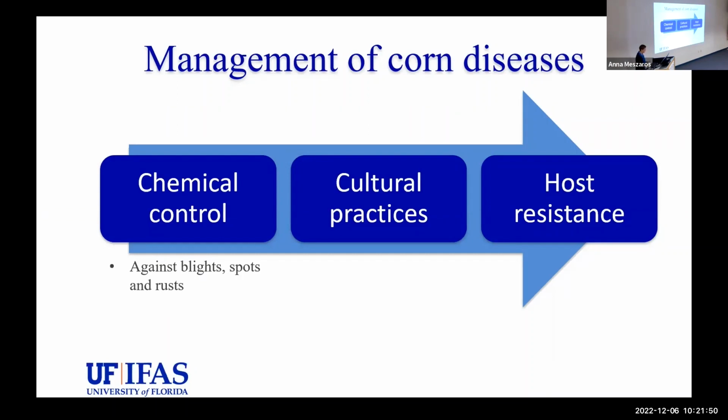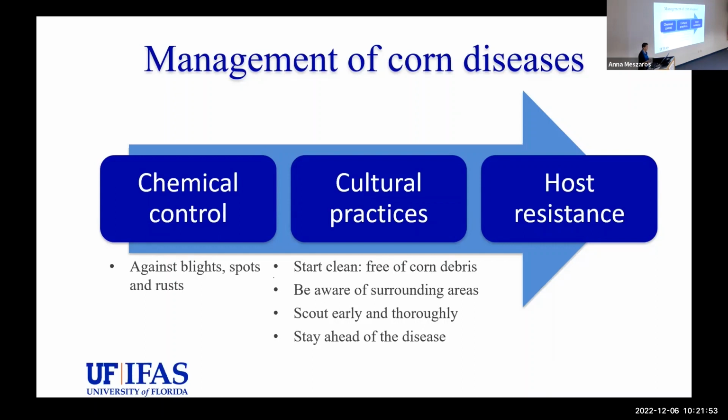Now for cultural practices, it's important to start clean by selecting a field that has no corn debris, because those blights can survive there and can be a really big problem. If you have a field with a problem with one disease and you want to plant corn there again, just be aware of the disease you had before, because most likely it's going to be a problem for the next corn you plant in there. And be aware of surrounding areas. If you have a young field here and another one that you're harvesting there with lots of disease, just be aware, because that can move through the wind to the new field.